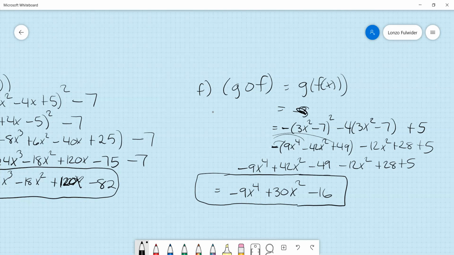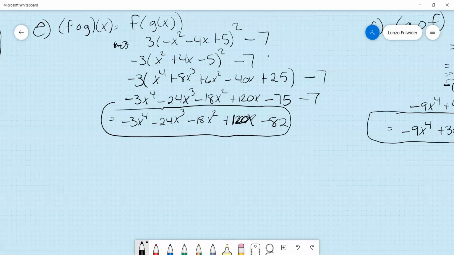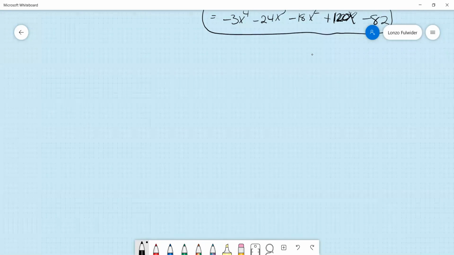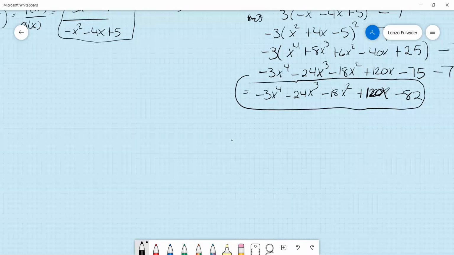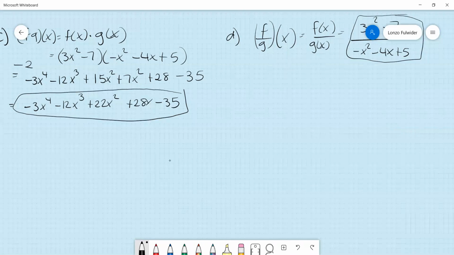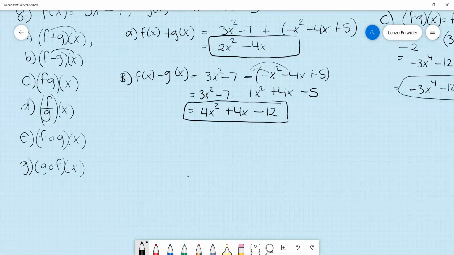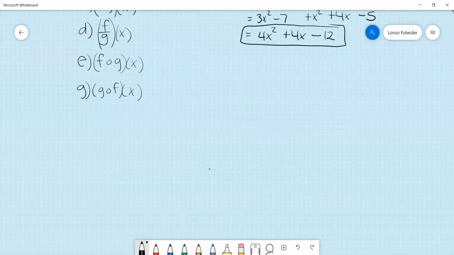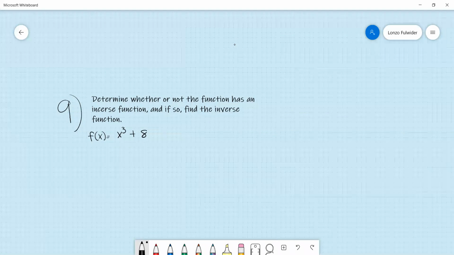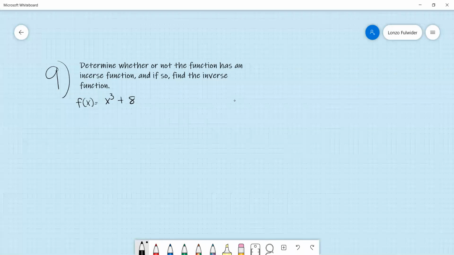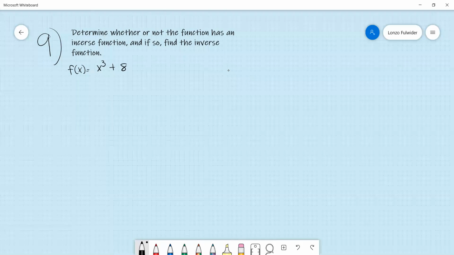Okay, that was a lot of work, so now let's go do something completely different. Let's do number 9. It says, determine whether or not the function has an inverse, and if so, find the inverse of the function.